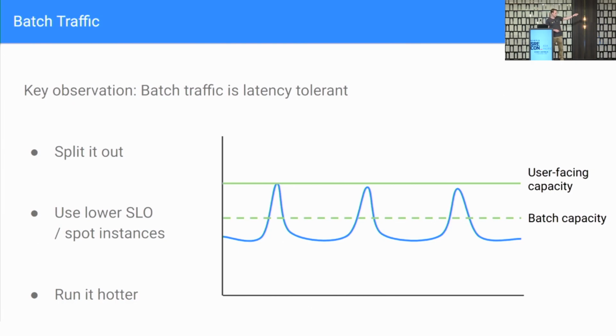What that looks like is, for example, moving from that green line down to the dotted line for our batch traffic. What that means is that, yes, probably they will be overloaded more often. And they'll have worse performance. But that's OK, because we've established that this is latency tolerant. And so the lower the SLO you have on a particular class of traffic, the more efficient you can be with that traffic.